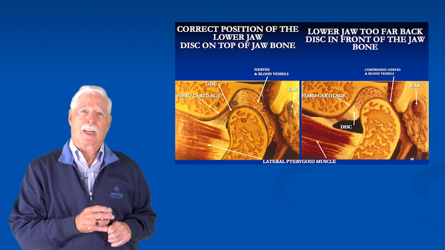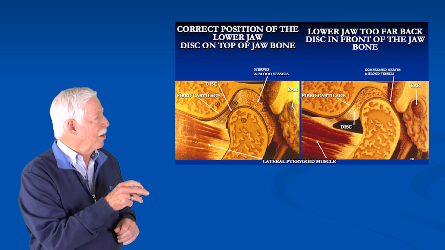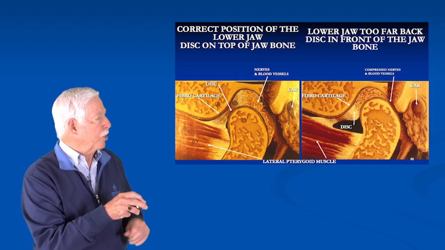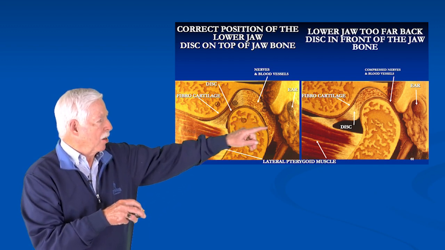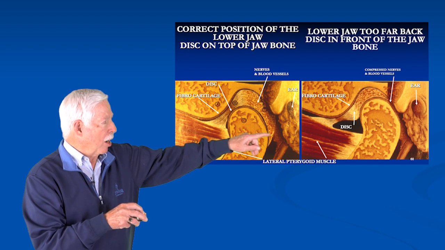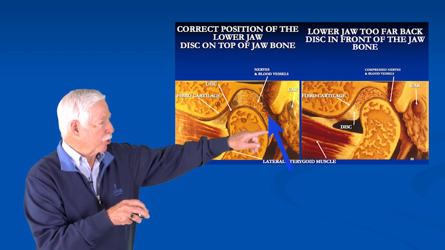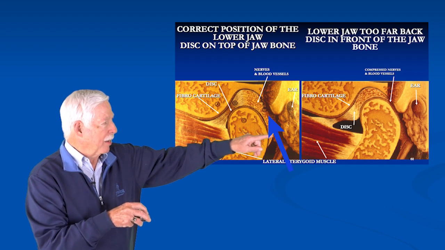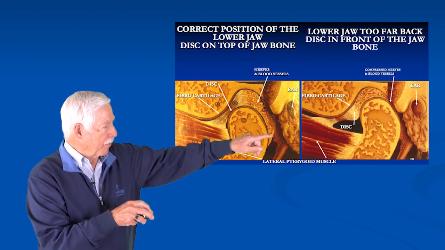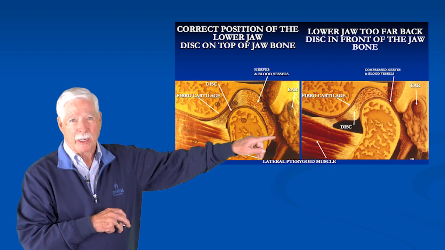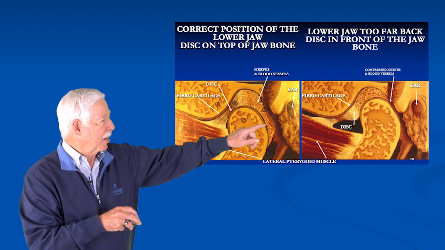I have two diagrams I'd like to show you now. One diagram is showing the correct position of the lower jaw, with the jawbone in such a position that there's a space between the jawbone and the ear here, because there's nerves and blood vessels here. If that jaw goes back too far, it's going to compress the nerves and blood vessels.